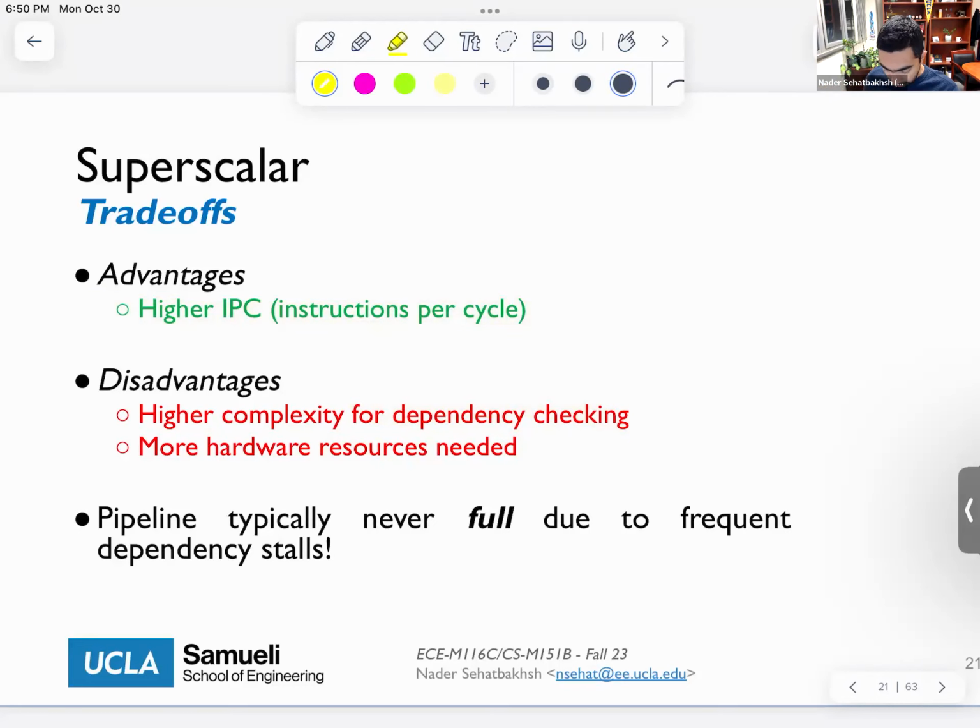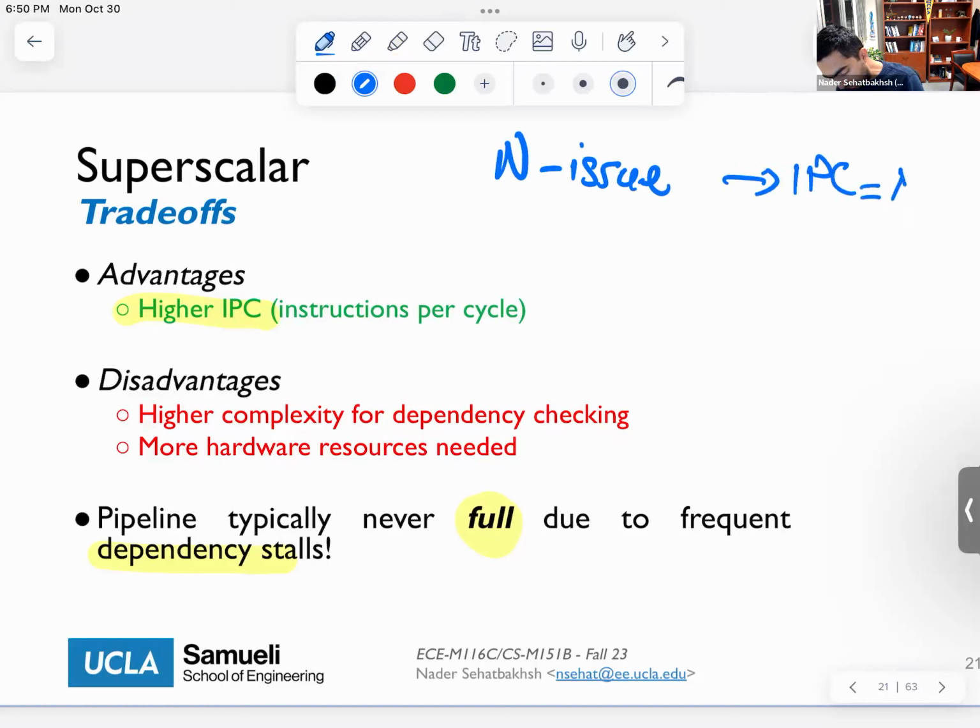Okay. So the problem that it's good but not the ideal scenario is that, because of all these dependencies and stalls, we never actually achieve this IPC equal to n. So as I told you, if I have an n-issue pipeline, I'm expecting to have IPC equal to n because I can finish n instructions every cycle. In reality, this number is much smaller than n. The reason for this is all these dependencies. So every two might have a dependency. Okay.